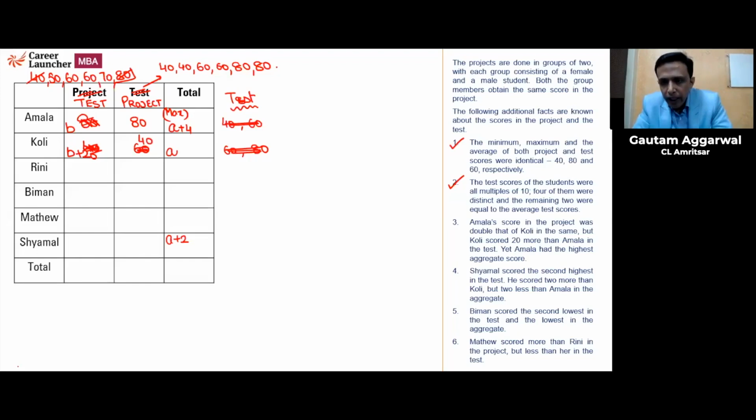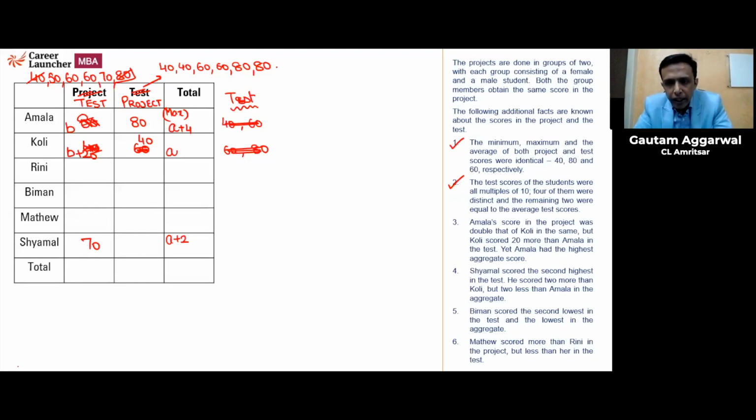Shamal scored the second highest in the test. Second highest in the test was definitely 70. So Shamal का जो score है वो यहाँ पे 70 होगा. He scored 2 more than Kohli but 2 less than Amla in aggregate. तो Shamal का जो score है वो 2 more than Kohli है. Perfect है. But 2 less than Amla. So I've already taken that as A plus 2 and A plus 4.